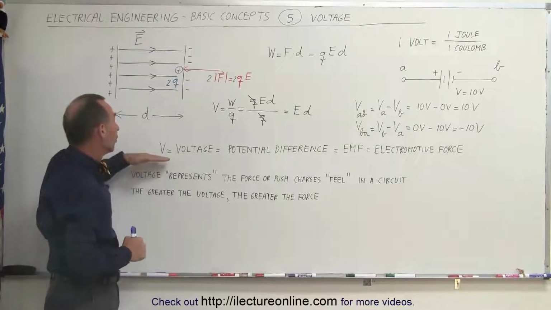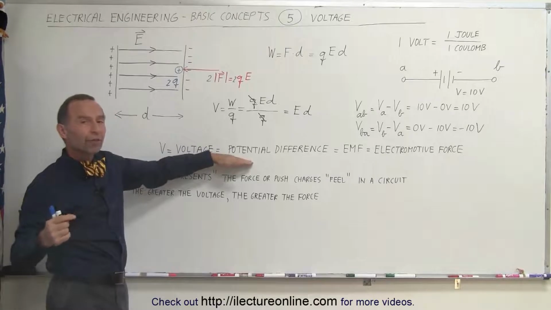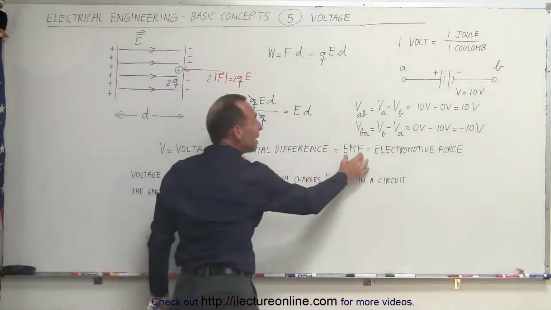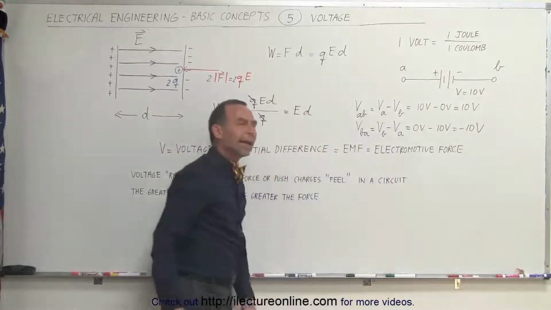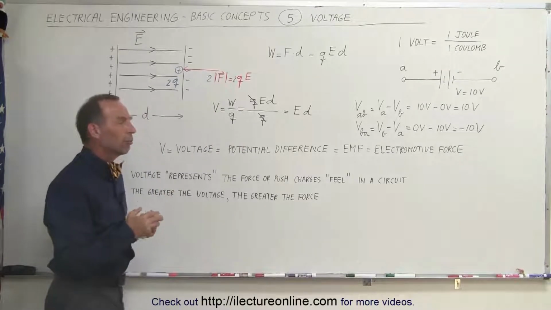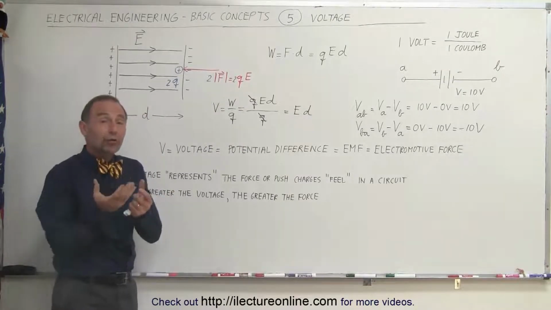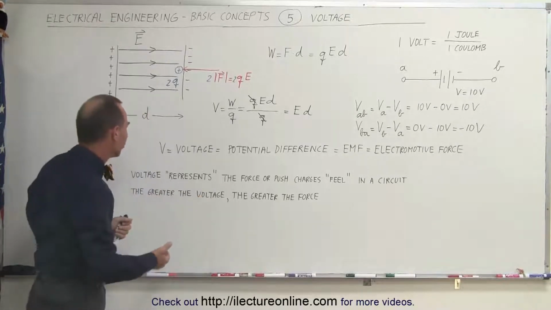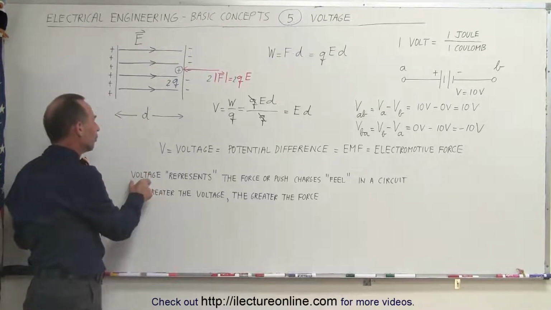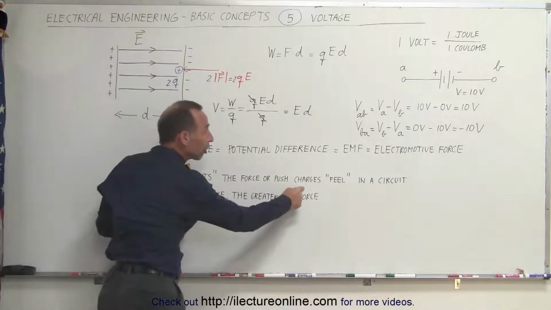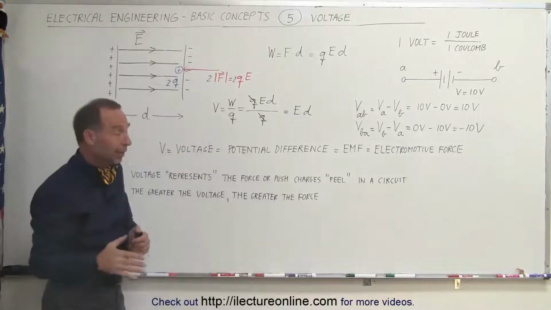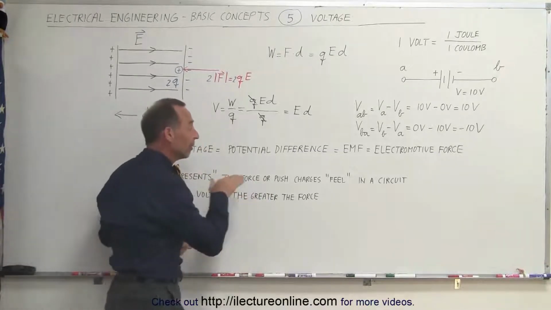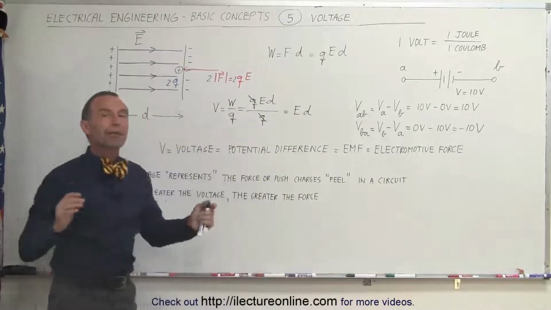Another way of looking at voltage, V, is that it is equal to the potential difference. Potential difference means the voltage difference between 2 points on the circuit. Sometimes it's also called the EMF or the electromotive force. One of the reasons we think about it as the electromotive force is because the amount of volts you have on a circuit or in a battery determines how much push charges feel to move through the circuit. Another way of looking at voltage is to say that the voltage represents the force or push charges feel. Of course, charges don't really feel anything, but if you're a charge and there's a voltage difference there, you're going to feel a push through the circuit.